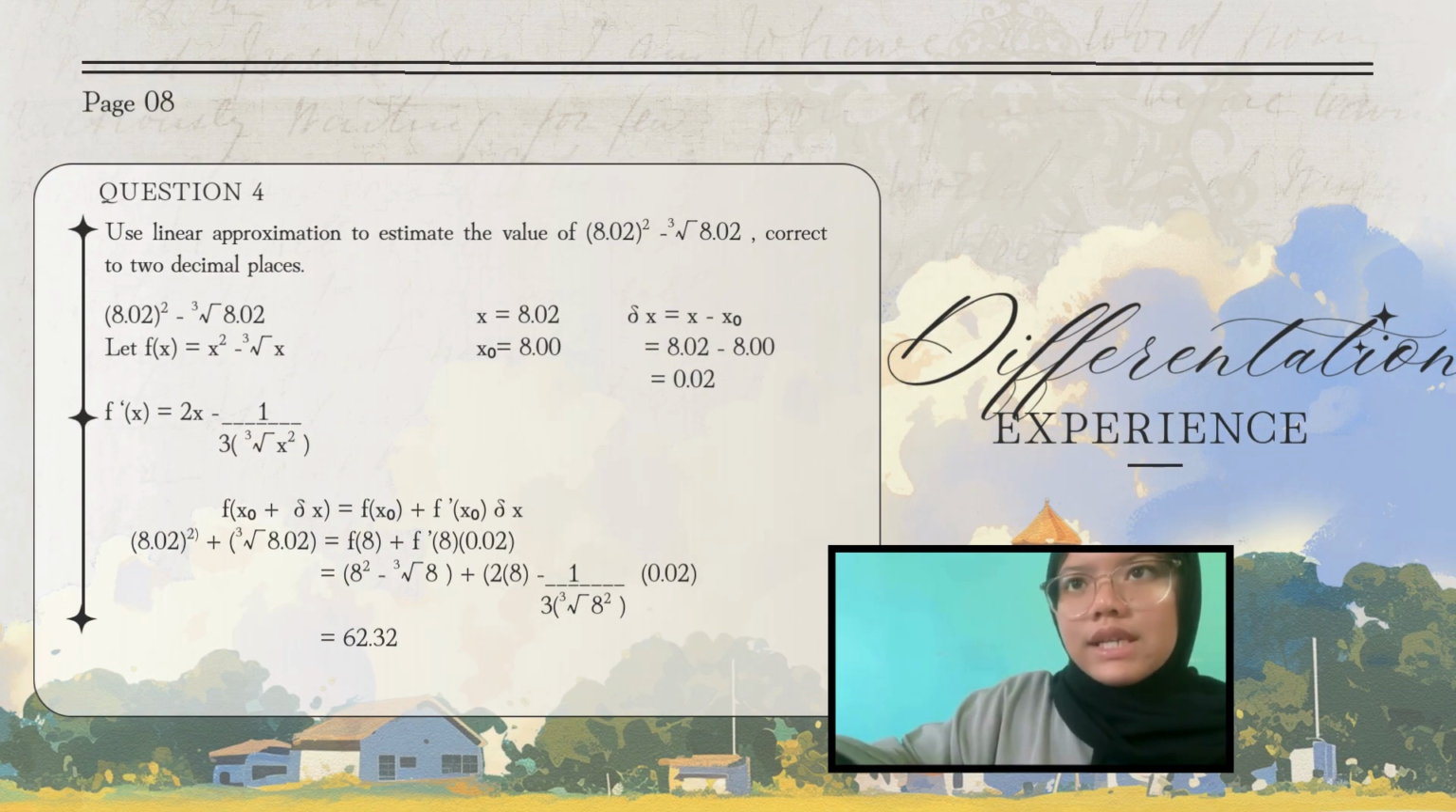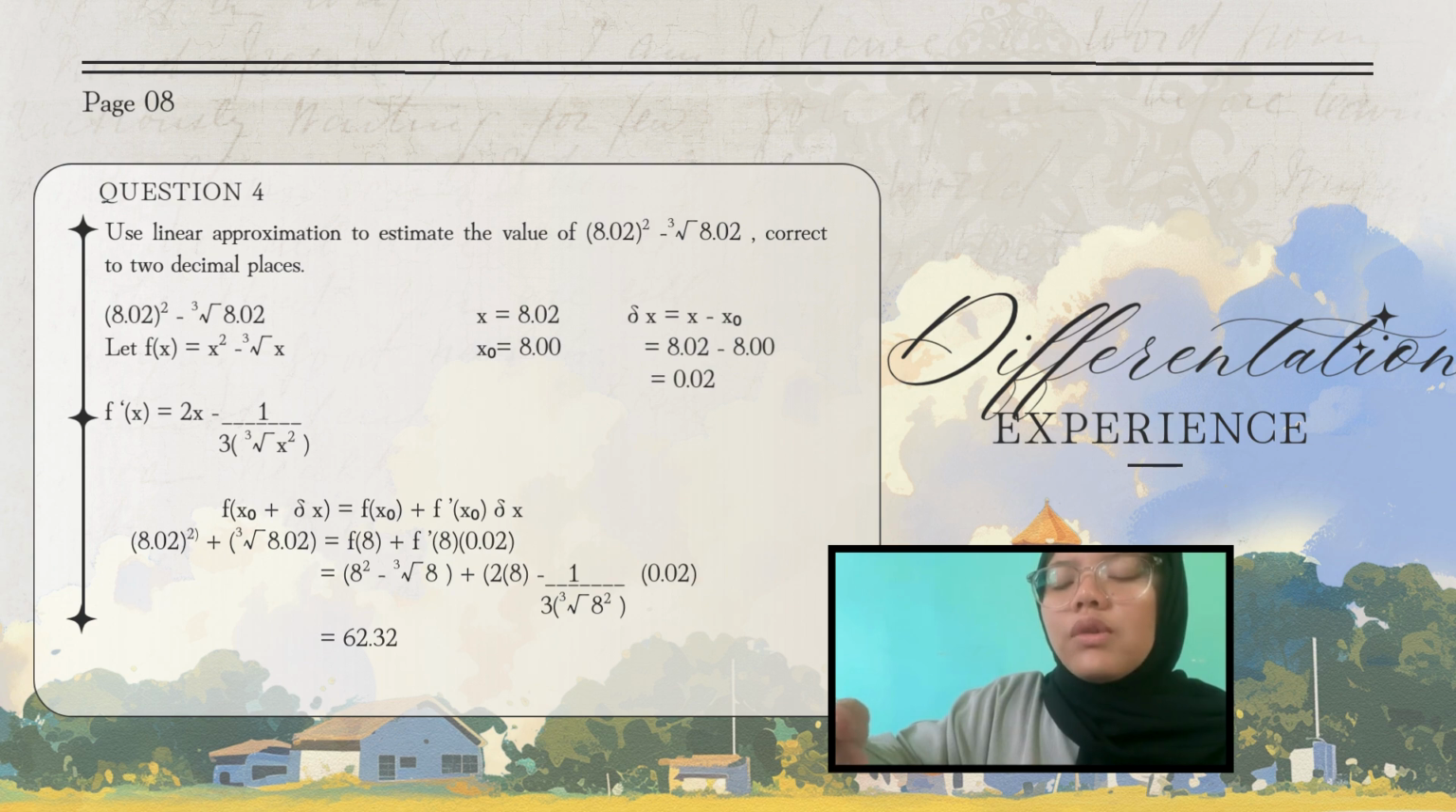So for the last question, use linear approximation to estimate the value of 8.02 squared minus cube root of 8.02. So the value for f(x) is 8.02 squared minus cube root 8.02. So to differentiate, we replace the value with x, so f(x) is equal to x squared minus cube root x. After that, differentiate f(x) to get f prime x equal to 2x minus 1 over 3 x to the power of 2 over 3.